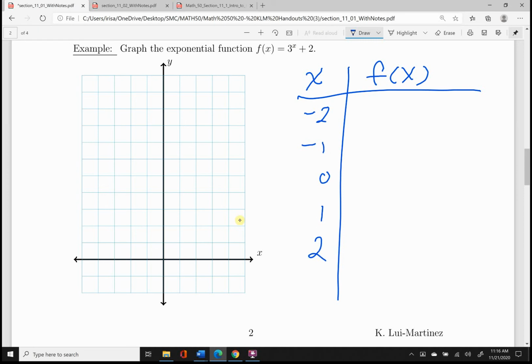And then my f of x here will be 3 to the negative 2 power plus 2, which equals 1 over 3 to the second power plus 2, which equals 1/9 plus 2, which equals 2 1/9. In fact, I'm going to go ahead and just erase this last bit and just say that I know that the output there is going to be 2 1/9. Okay. Negative 1 is going to give me 3 to the negative 1 power plus 2, which is going to be 1/3 plus 2, aka 2 1/3.